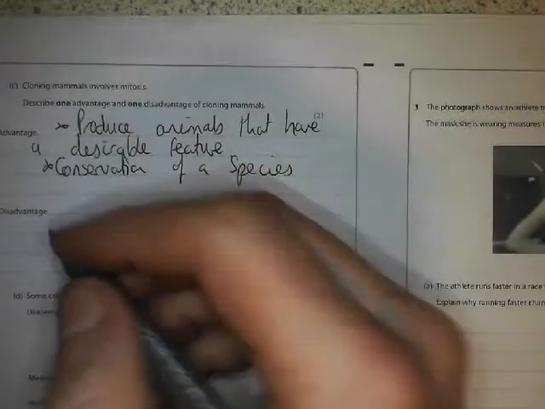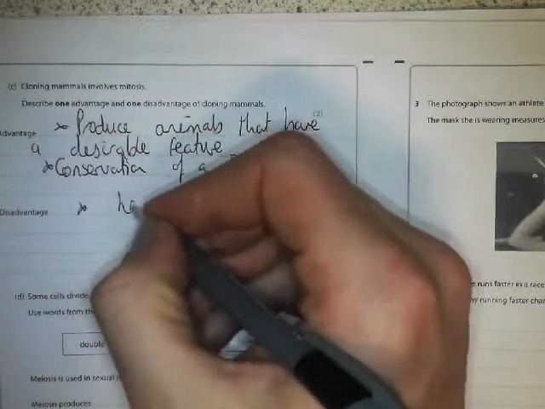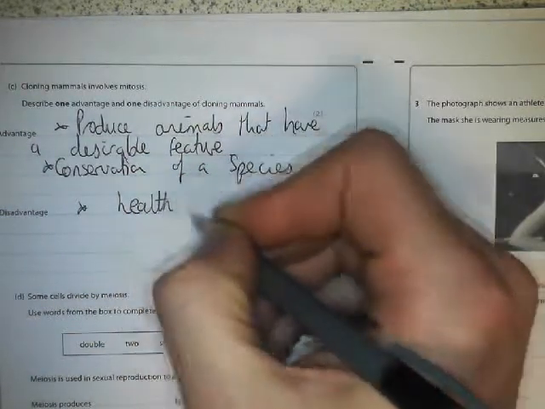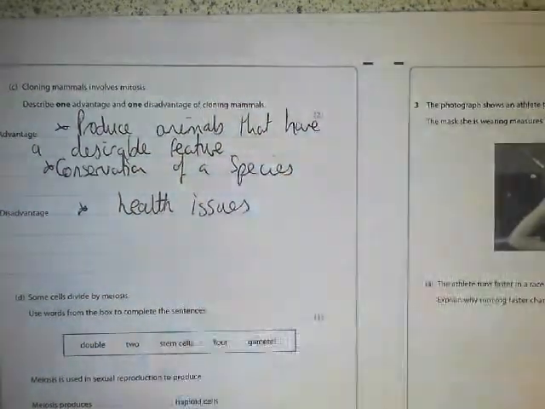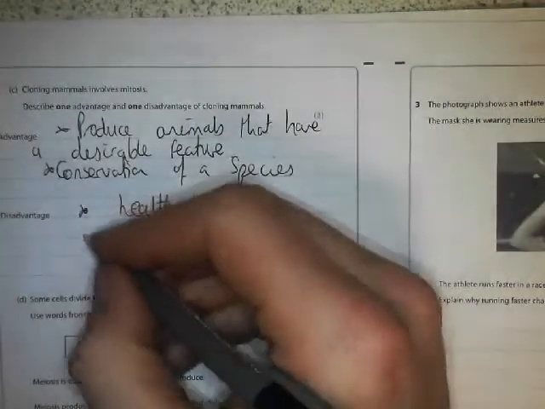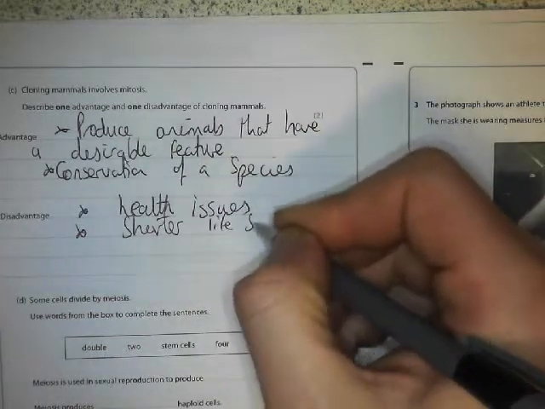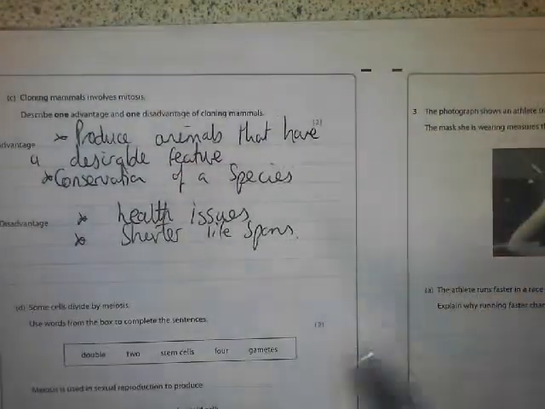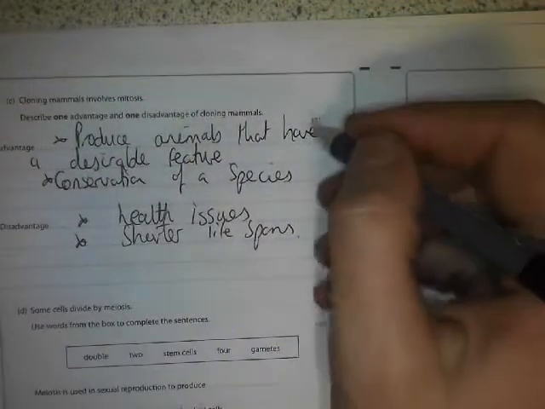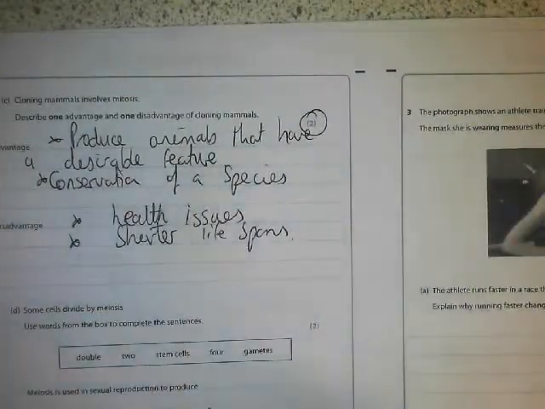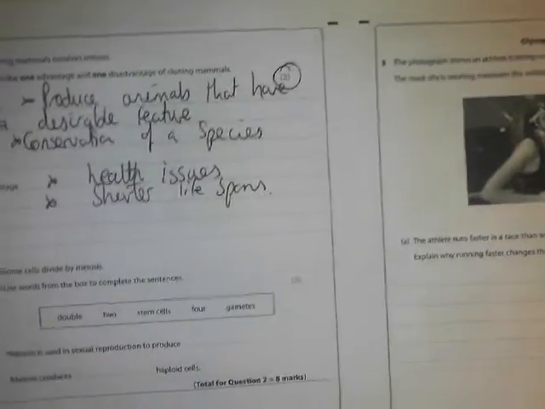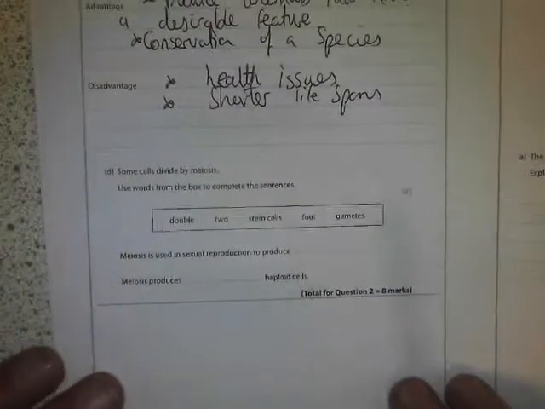However, the disadvantage, always think about health. There are always health issues with clones. That would have got you the mark. Also, shorter lifespans. So I've given you 4 possible answers, you only need the 2. One advantage, one disadvantage. And lastly then, the last part of this question on cell division is looking at meiosis.